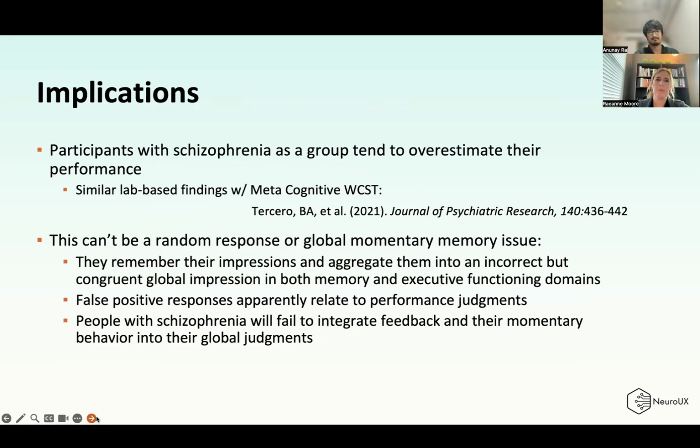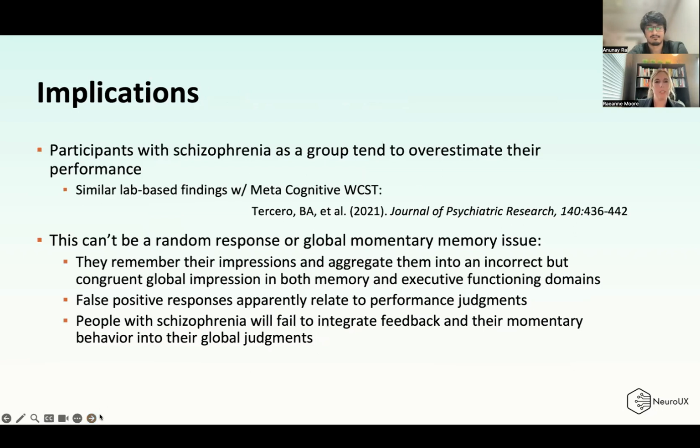And this can't be a random response or global momentary memory issue, because they are remembering their first impressions as they go through these different trials, and they're aggregating them into an incorrect but congruent global impression that they're doing better in both memory from the variable learning memory test and the Wisconsin.